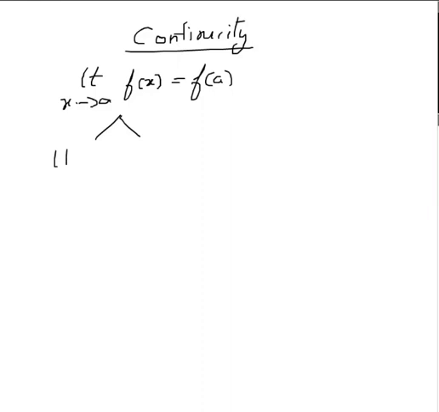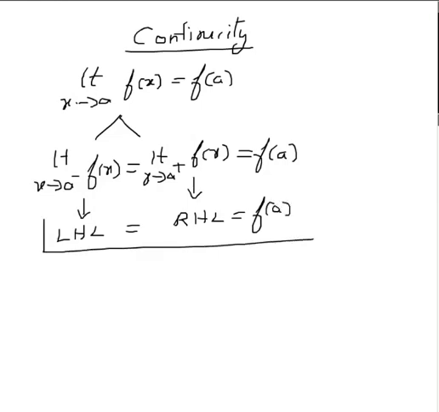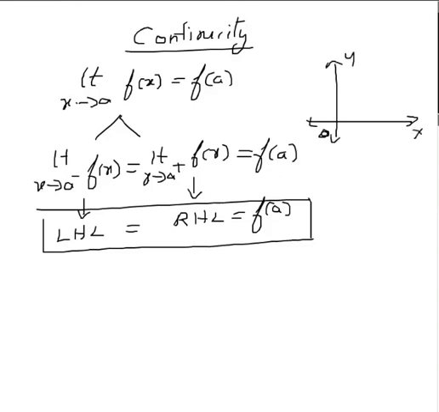Or we can split this limit as the limit as x tends to a minus of f of x should be equal to the limit as x tends to a plus of f of x, equal to f of a. We call this the left hand limit and this the right hand limit, equal to f of a. If all these three quantities are equal, we say that the function f is continuous at x is equal to a. So graphically, there is no break in the curve at x is equal to a.